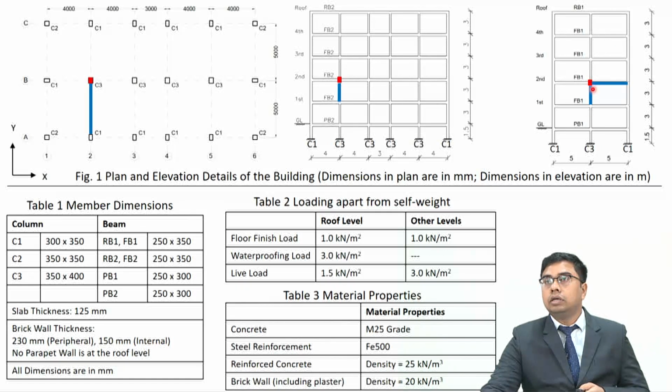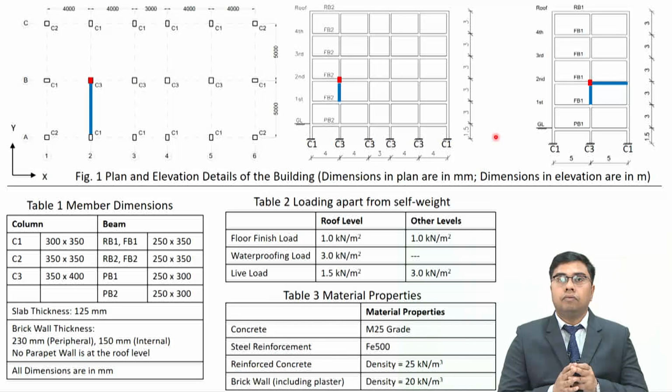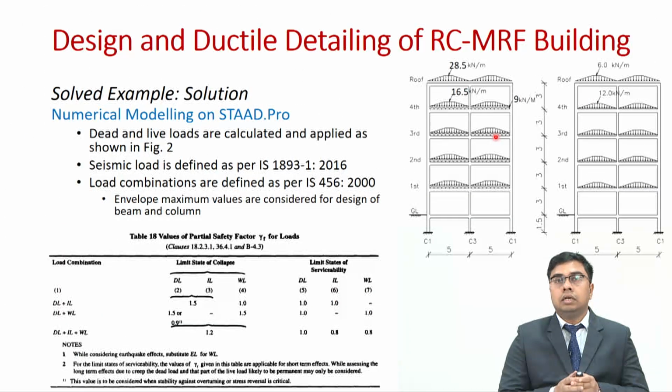Now, we need to design these beam, column and beam column joint. First of all, in order to design these members, we need to find out what are the design actions on these members. To find the design actions on these members, we have done the numerical modeling of the building on STAAD.Pro. You can choose to use any of these commercial softwares. So, we are not endorsing any commercial software, but you can use either ETABS or STAAD.Pro or SAP2000 or any other equivalent software. You can also use open source softwares as well.